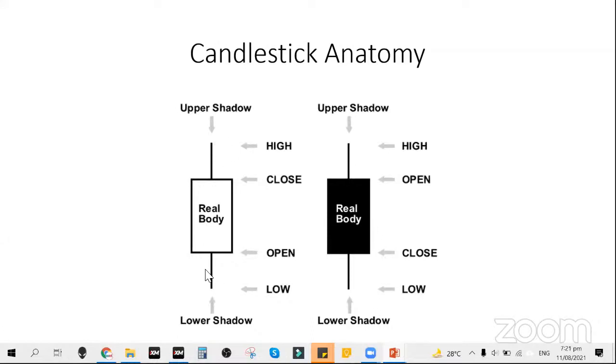Yun yung mga tusok sa taas at sa baba. So, yung wicks and shadows natin dyan, that's your high and low. Tapos yung body natin, that's the opening and the closing price.